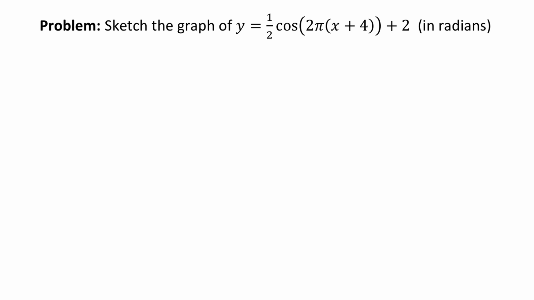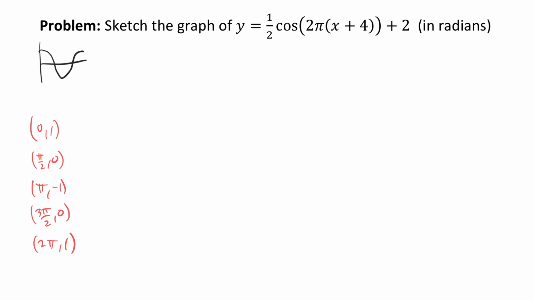All right, we've got one more big one to try here: 1/2 cos(2 pi times (x plus 4)) plus 2. So again, I encourage you to pause the video, give this one a try, see what you come up with. All right, so we start with our cos graph. Grab our original points for cos: (0, 1), (pi over 2, 0), (pi, -1), (3 pi over 2, 0), (2 pi, 1).